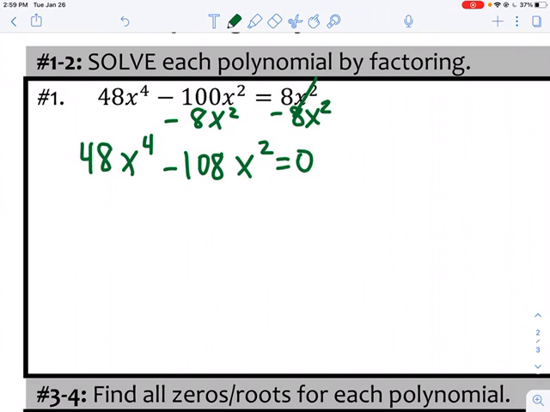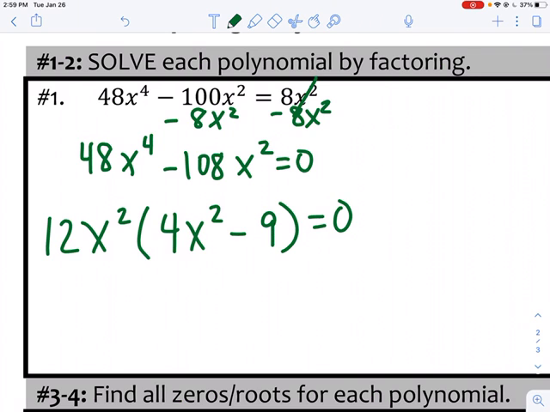Okay, so now what I see here is I'm looking for a way to factor. Well, I see two terms that share at least common x's. So I know that I can take out two x's, and I'm just guessing I can take something else out as well. After looking through 48's factors, I'm finding that I can take out a 12 from both 48 and 108. So 48 divided by 12 is 4 with 2 x's left over, minus 108 divided by 12 is 9 with no x's left over.